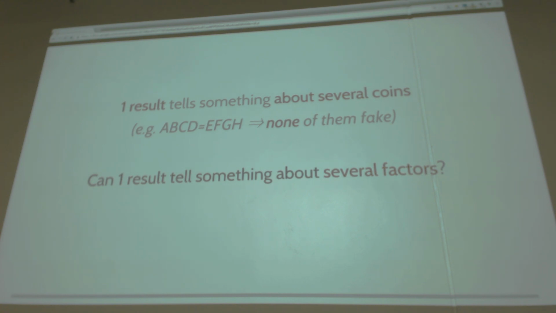In a similar way, it turns out that there are methods where a single result can tell us something about a lot of factors. How exactly does it work?